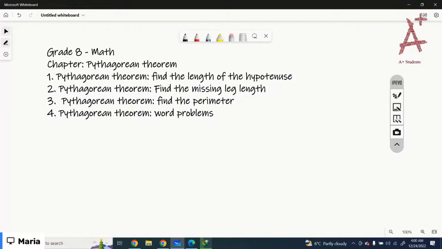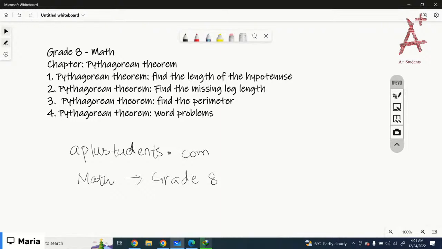You can find all the lessons on aplusstudents.com. You have to log in there using your email address, and the password is provided by the administrator. Then you have to select math from the subject tab, scroll down to grade 8 maths, and there you can find a list of the chapters.